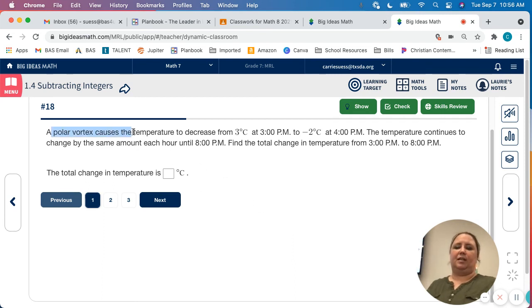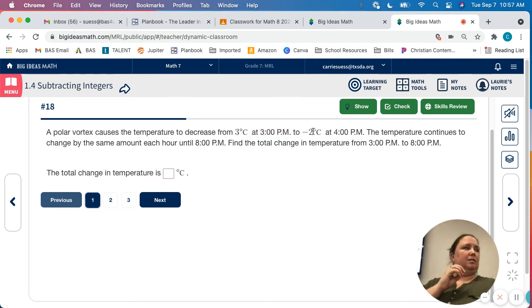A polar vortex causes the temperature to decrease from 3 degrees Celsius at 3 p.m. to negative 2 degrees at 4 p.m. So what was the time change? 1 hour. Very good. And it went from 3 to negative 2. The temperature continues to change by the same amount every hour until 8 p.m. Find the total change in temperature from 3 to 8. So we already established that this temperature change took 1 hour, right? How many degrees did it change? We went from 3 degrees positive to how many degrees negative? 5.